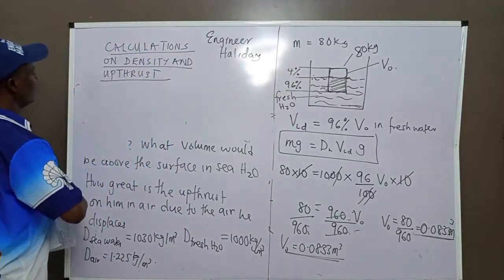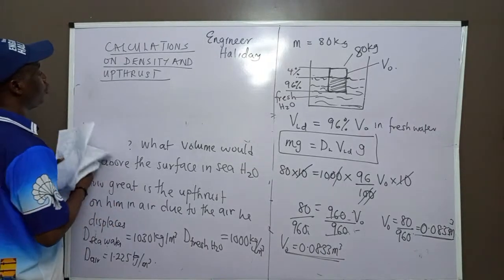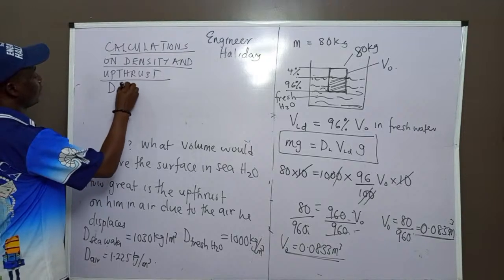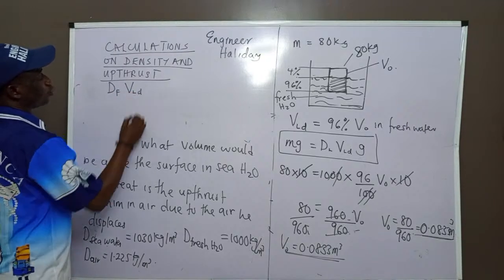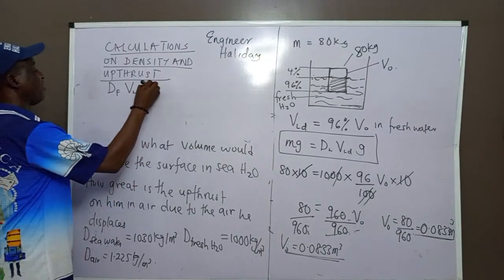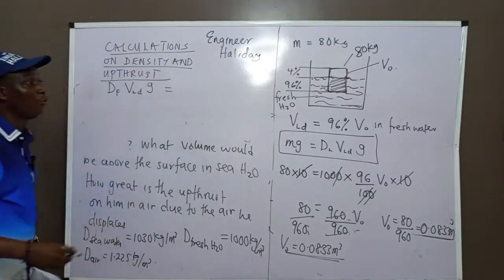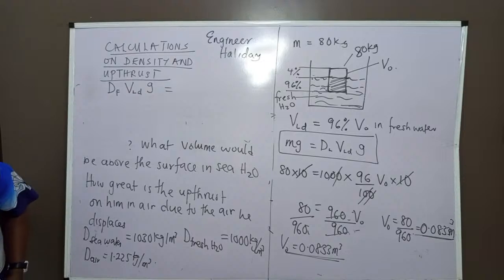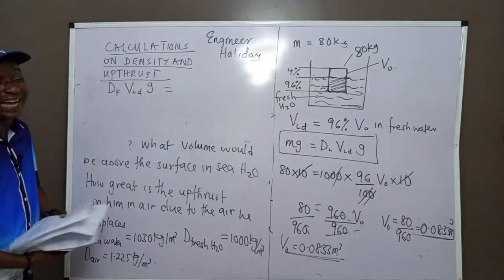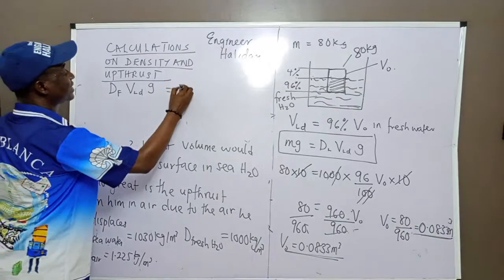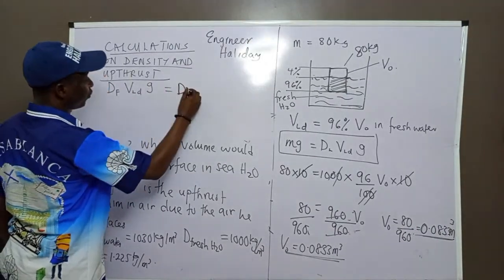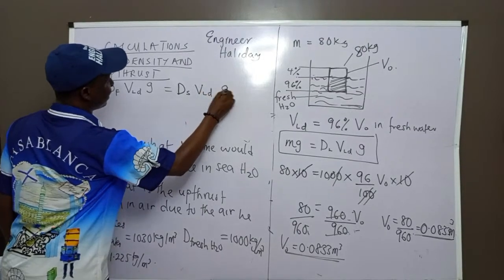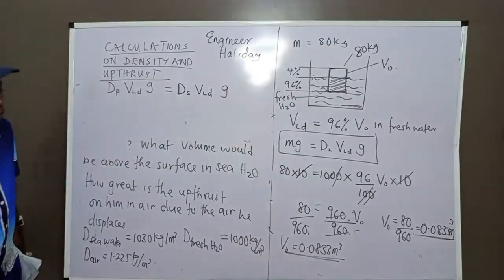Now, we have the density of fresh water times the volume of liquid displaced by fresh water times gravity is equal to what? That means the body will have the same upthrust. Upthrust in fresh water is equal to upthrust in seawater. So the density of seawater times the volume of liquid displaced by seawater times gravity. So that's what I want to use.